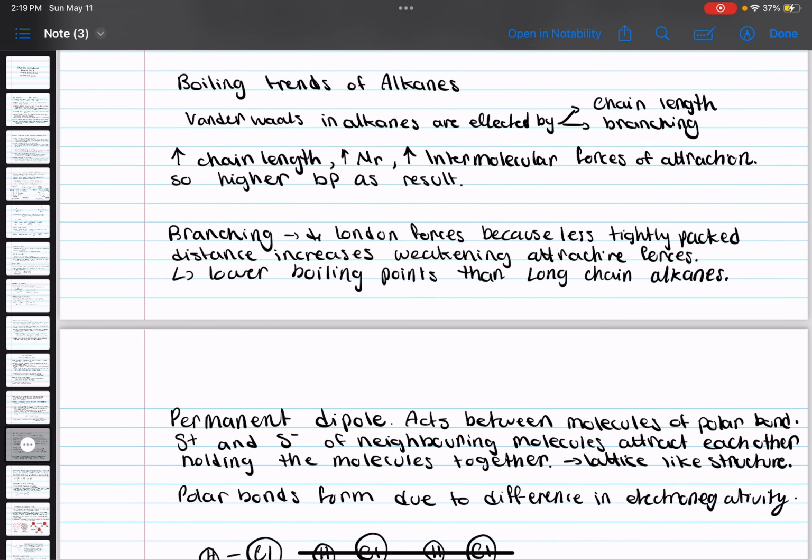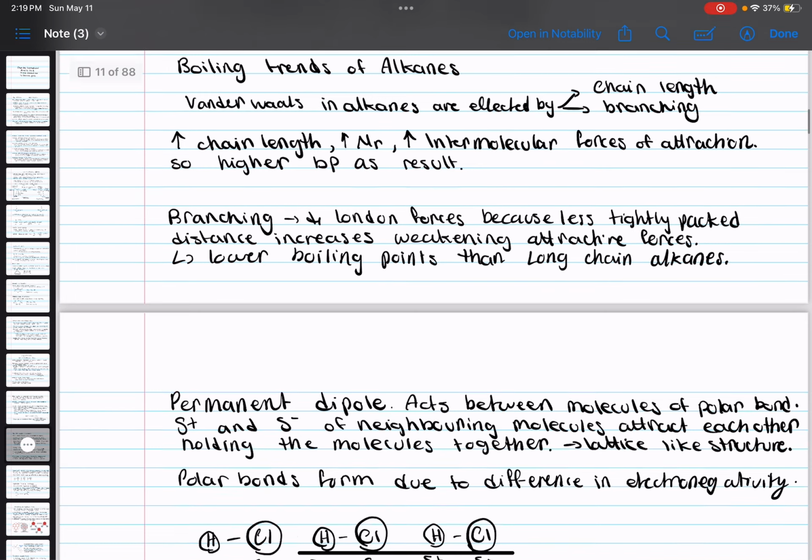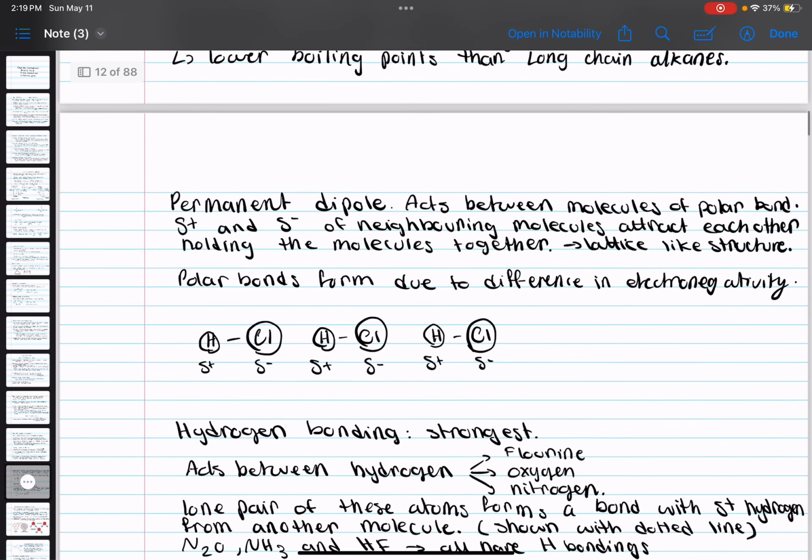So alkanes are CnH2n+2, so they're saturated. Van der Waals forces in alkanes are affected by the chain length and the branching. If you have a higher chain length, you have a higher Mr, so you have higher intermolecular forces of attraction, so the boiling point and the melting point increase as a result. But if you have branching, you have lower London forces, because the molecules are less tightly packed together, so the distance increases, weakening attractive forces and lowering the boiling point compared to long chain alkanes.